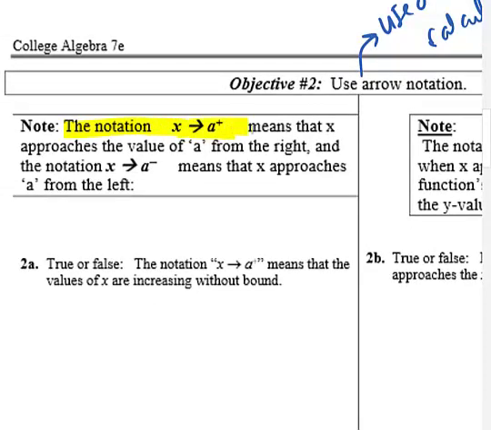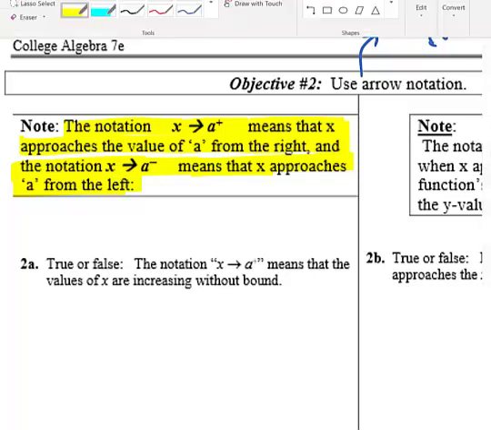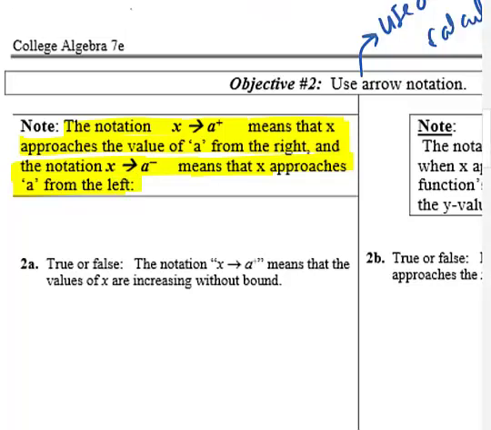Okay, so the first notation that we're going to look at is x arrow a with a little plus sign. It means that x approaches the value of a from the right, and the notation x arrow a with a negative sign means x approaches a from the left.